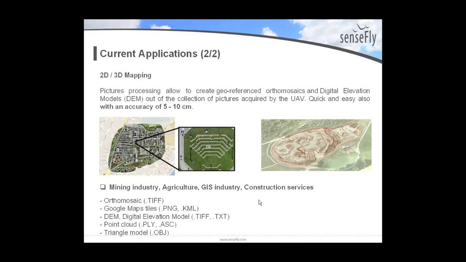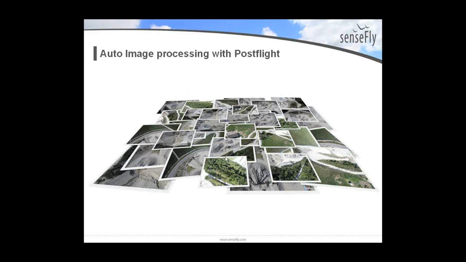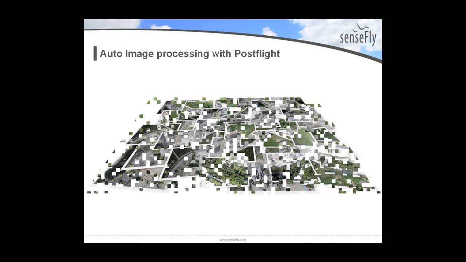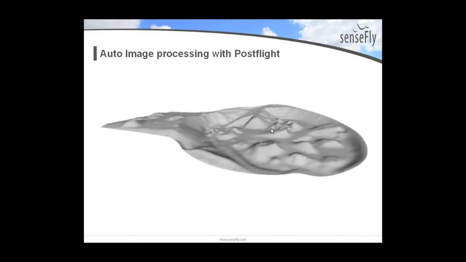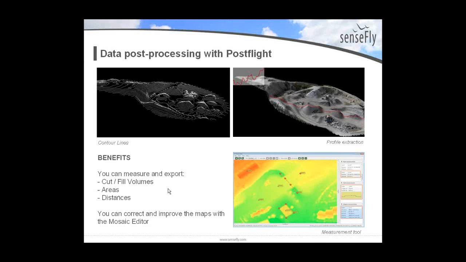And then your auto imaging process, you'll have all your images, and the post-processing software will create the orthomosaic and will also generate the DEM, the digital elevation model. So your benefits: you can measure, you can export, you can do cut, fill, volumes, areas, distance. One of our colleagues, Chris Robson, did a soccer field, and they measured this soccer field within a tenth of the actual measurement. So that's pretty good.